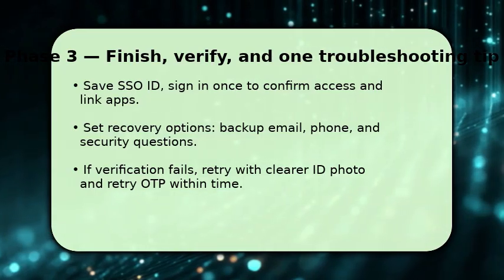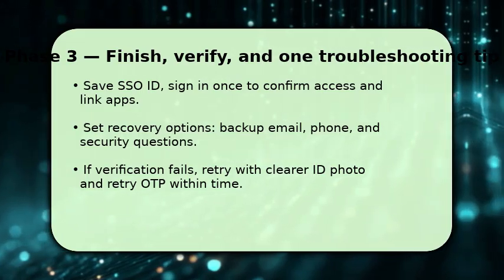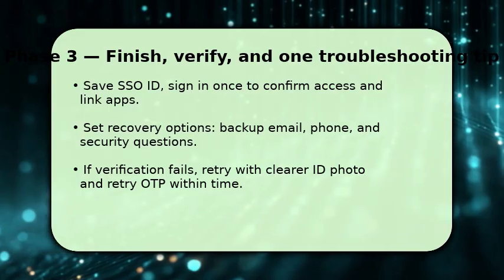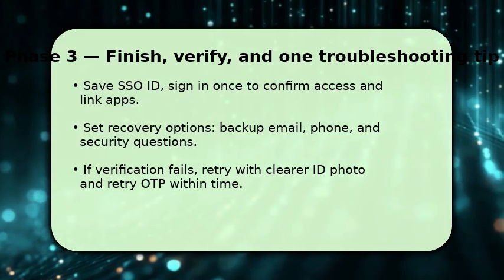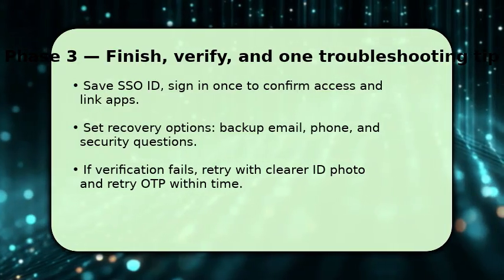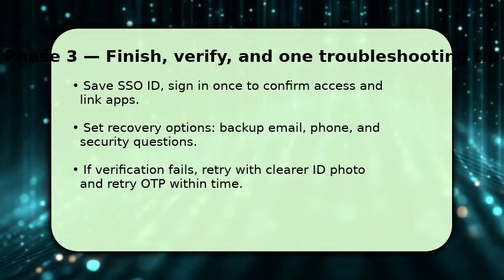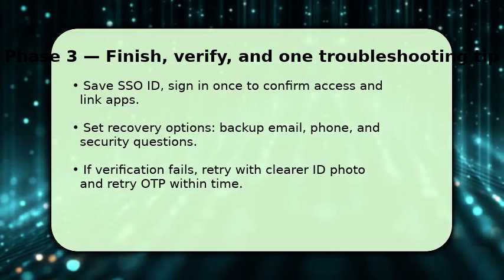Next, set recovery options, add a backup email, recovery phone, and security questions so you can regain access if needed. If something goes wrong, here's one key troubleshooting tip. Retry the verification with a clearer, well-lit ID photo and request a fresh OTP immediately, because expired codes and blurry images are the most common failures.